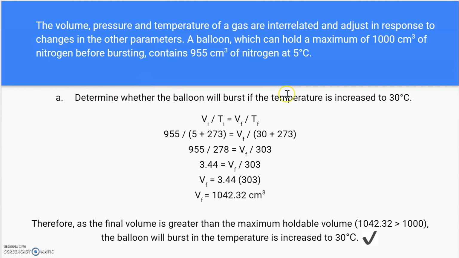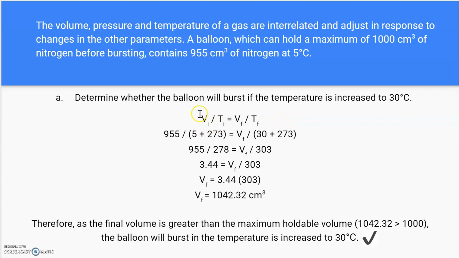For this, we're going to use the relationships between gas variables and the proportionalities that exist between them. There is one mathematical relationship between volume and temperature of a gas, which states that if you divide your initial volume by your initial temperature, that's going to be equal to your final volume divided by your final temperature. So now let's look at the problem and see which of these variables we are given.